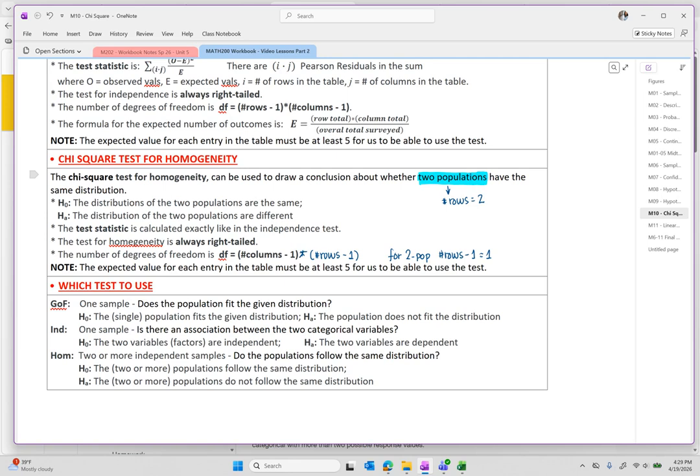The alternative will be that the two variables are dependent. When we are doing homogeneity, we have two or more independent samples, and we want to know if the populations follow the same distribution. The null hypothesis will be that the two or more populations follow the same distribution, and the alternative hypothesis will be that the two or more populations do not follow the same distribution. Be careful here when you are doing homework. The degrees of freedom will be columns minus 1 if you have only two populations, but it will be columns minus 1 times number of rows minus 1 if you have more than two populations.